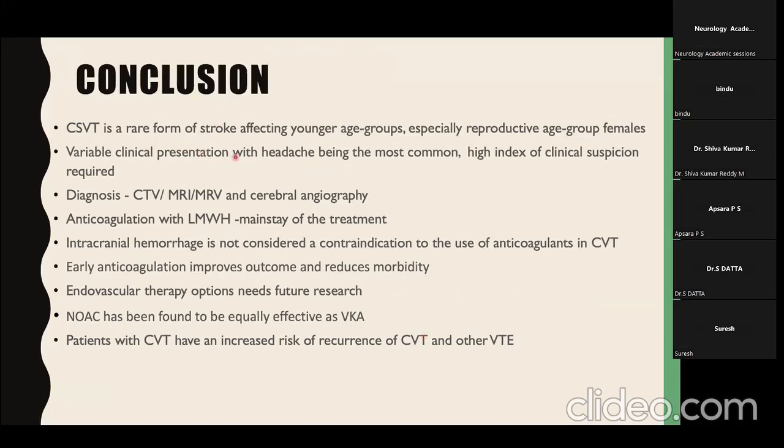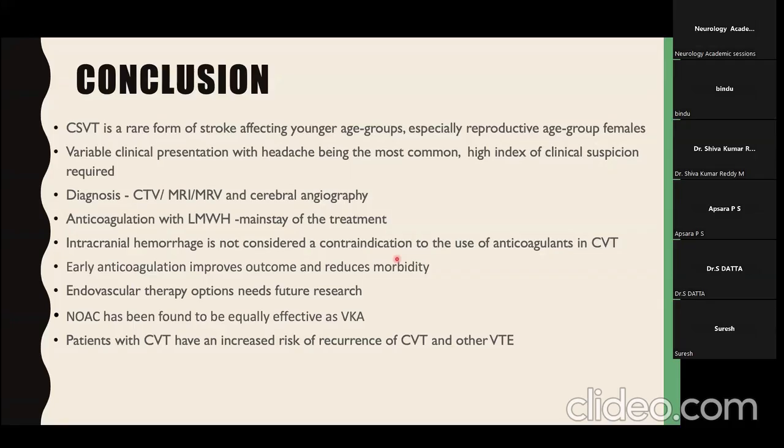CVT is a rare form of stroke affecting the young age groups, mainly reproductive-age females, and we should have a high index of suspicion. For diagnosis, CT and MR with venography are useful, and low molecular weight heparin is the mainstay of treatment. Anticoagulation is the mainstay of treatment.